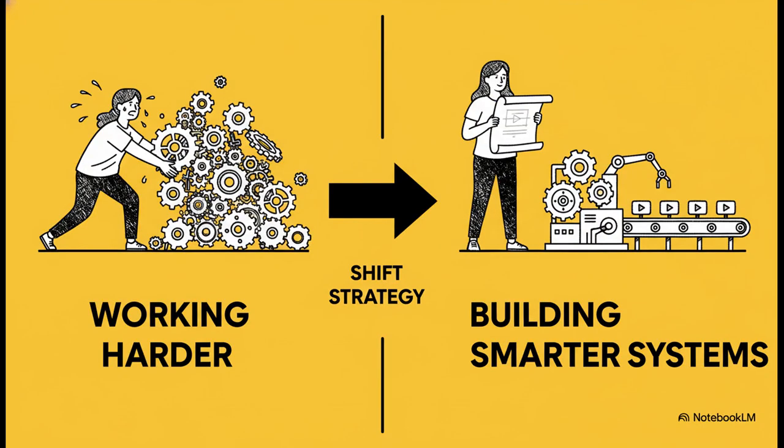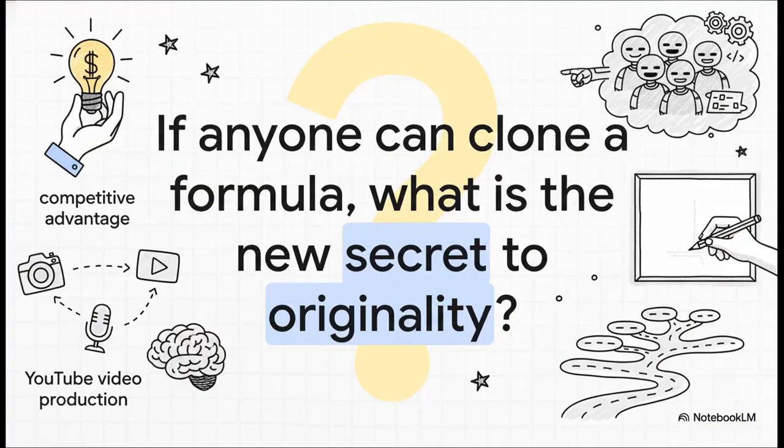So really, the big takeaway from this entire explainer is this. The future of making content on platforms like YouTube, it isn't about outworking the competition anymore. It's about outthinking them by building these kinds of intelligent, repeatable systems that can produce high-quality stuff at a huge scale. And that brings us to a final, pretty thought-provoking question.